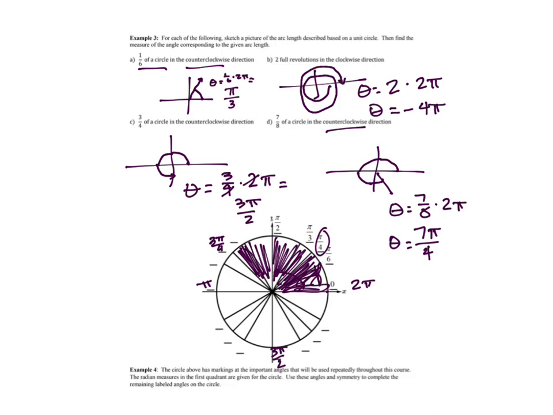Do another quarter. 4 pi over 4, also known as pi. Let's go another quarter. 4 pi over 4 plus 1 more, 5 pi over 4. And then, look, 6 pi over 4. How does that reduce? 3 pi over 2. Yay. And then go another one, 7 pi over 4. And then another one, 8 pi over 4, also known as 2 pi. See, y'all, you're just brilliant.